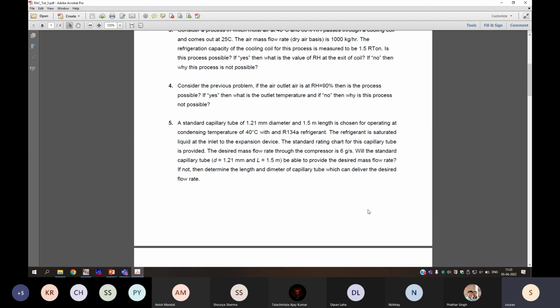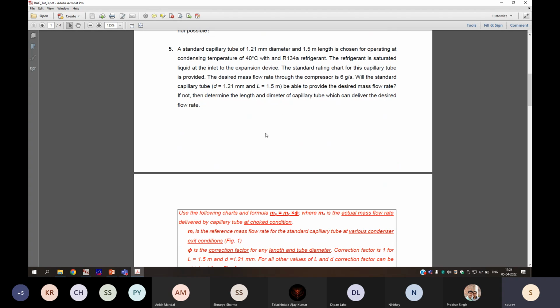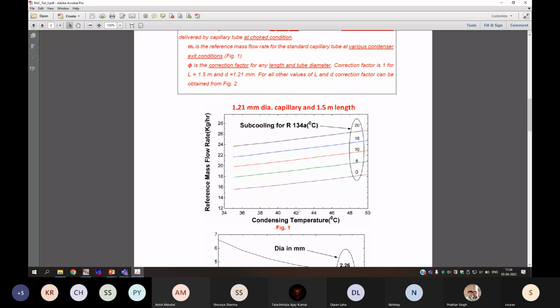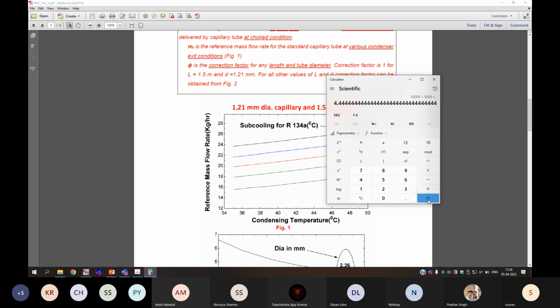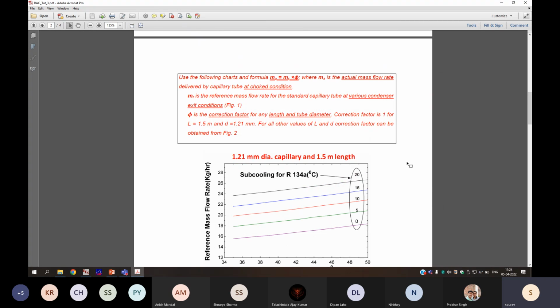So all we need to do is check, at 40 degrees C saturated condition, the mass flow rate is around 16 kg per hour. So is it equal to 6 grams per second? Let's look at the calculator. 16 kg per hour, so 16,000 grams per hour. So no, it cannot deliver. It can only deliver 4.44 grams per second.